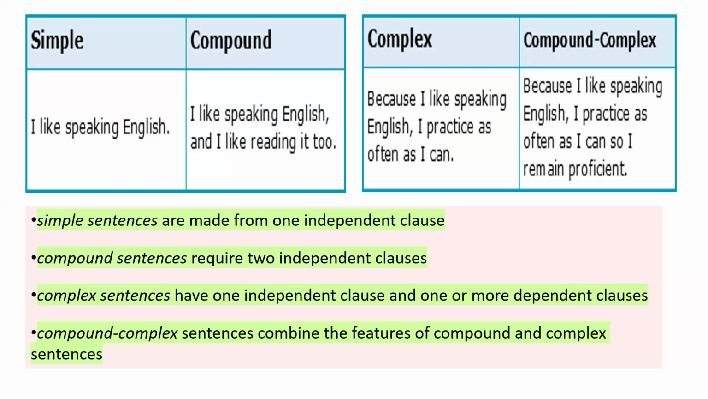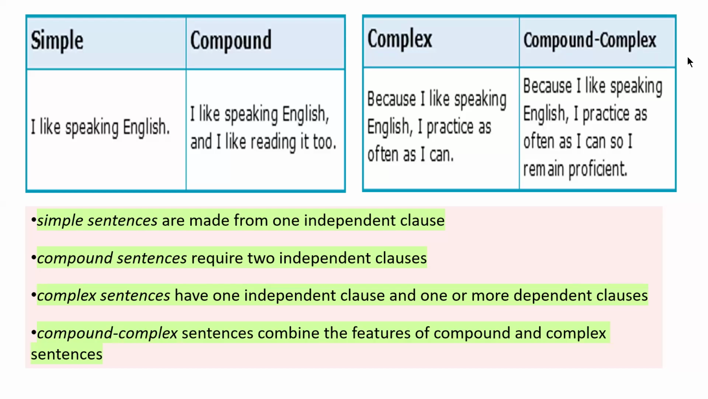So in this complex sentence, there is one independent clause, I practice, and the dependent clauses are because I like speaking English and as often as I can. So complex sentences consist of at least one independent clause and one or more dependent clauses. Complex sentences are joined with a subordinating conjunction. Now, the next sentence example is compound-complex.